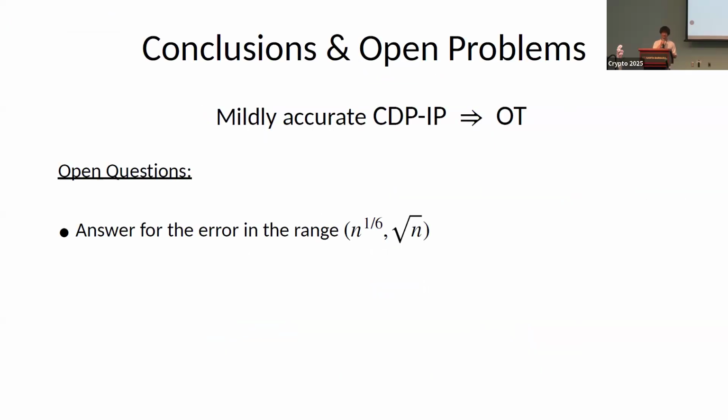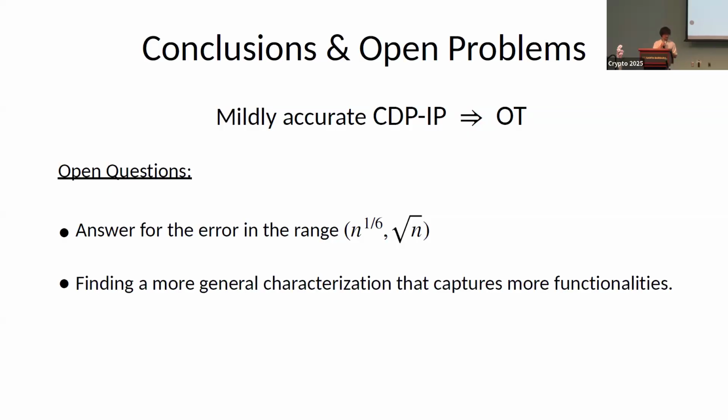So in conclusion, we show that mildly accurate CDP IP implies OT. The open question is, we don't know the answer for error in the range N^{1/6} and root N. And we are also interested in more functions. It can help us understand the complexity of computational differential privacy. Okay, thank you.